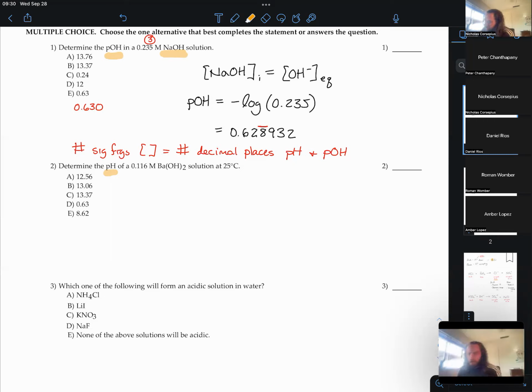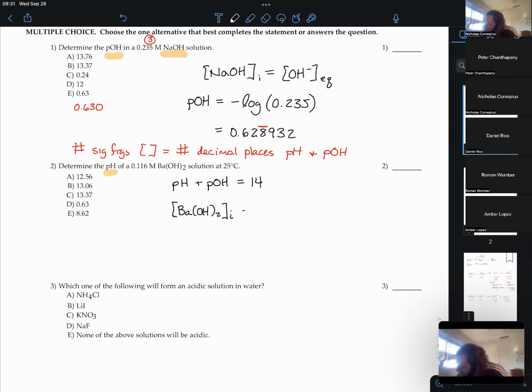Awesome. Okay, so this is asking for the pH, but I have this strong base here, right? So I'm going to have to use this relationship that the pH plus the pOH is equal to 14. If I can find my pOH, then I can rearrange this equation really easily to solve for the pH, right? So the first thing I'm going to need is the pOH. Again, I have my concentration of my barium hydroxide initially.